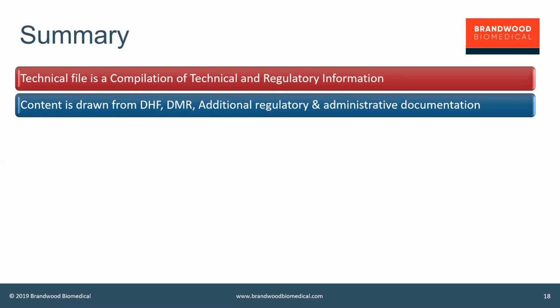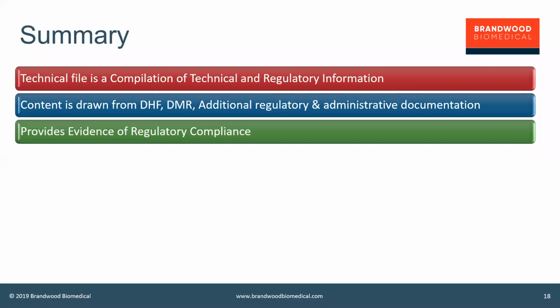Next, the content of the technical file is drawn from your DHF, which again is your design history file, your DMR, your design master record, which is basically your production documentation around the device, and your regulatory and administrative. Again, regulatory being any regulations that you need to comply with in current state or future state, and then administrative documentation, really giving the full context of who your suppliers are, who your vendors are, things like that. The technical file must provide evidence of regulatory compliance.